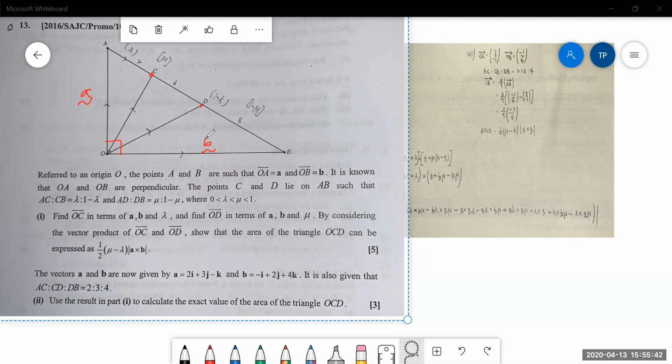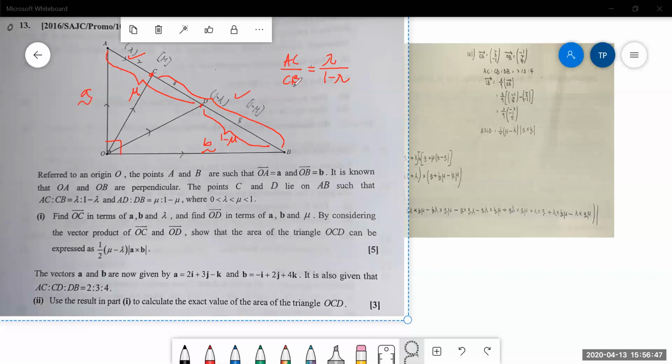Such that AC is to CB is lambda over 1 minus lambda. So AC is to CB means AC over CB is equal to lambda over 1 minus lambda. Okay, so AC will be lambda, which is what we noted here. And then CB, which is this whole thing, is 1 minus lambda, correct. Then AD is to DB will be, AD is mu and DB is 1 minus mu.